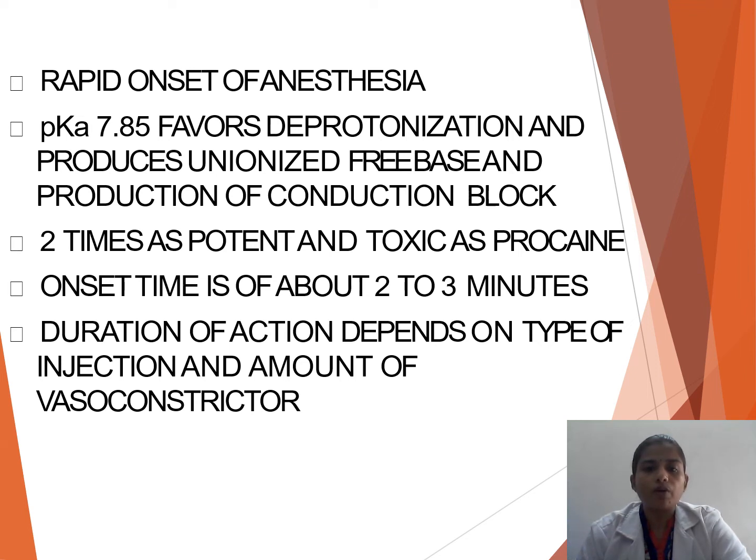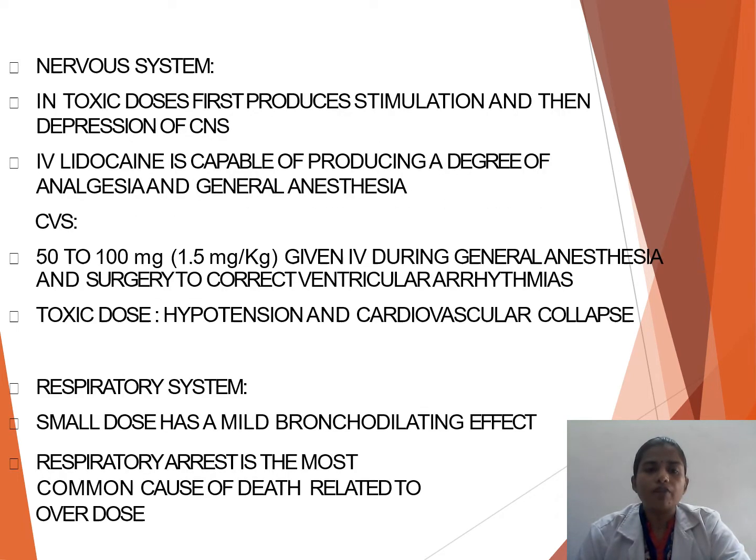Onset time is about 2 to 3 minutes. Duration of action depends upon the type of injection and amount of vasoconstrictor used. Effect of lidocaine on the central nervous system: in toxic doses, it first produces stimulation and then depression of the central nervous system. When given in IV form, it is capable of producing a degree of analgesia and general anesthesia. 50 to 100 milligrams given IV during general anesthesia and surgery corrects ventricular arrhythmias. Toxic doses may lead to hypotension and cardiovascular collapse.